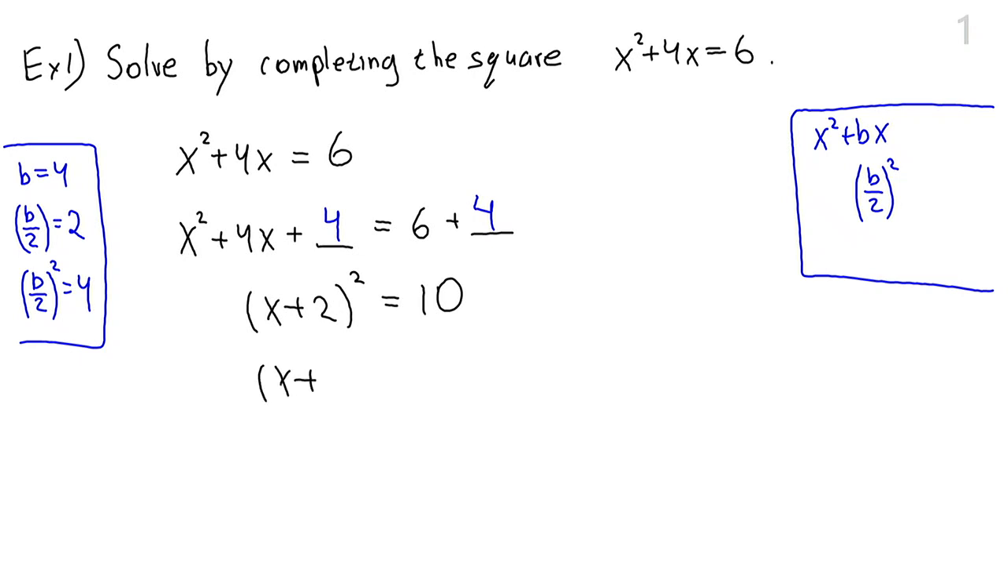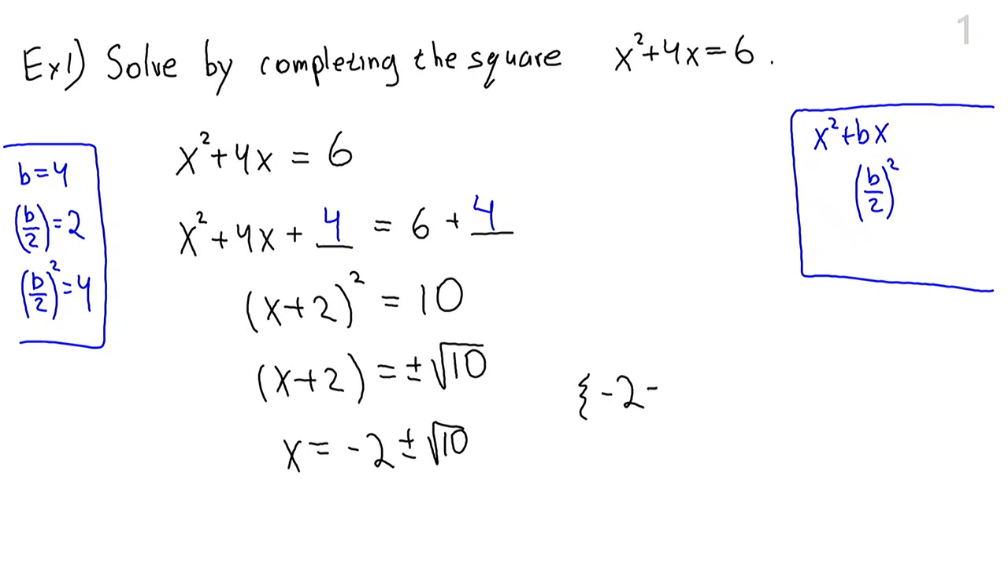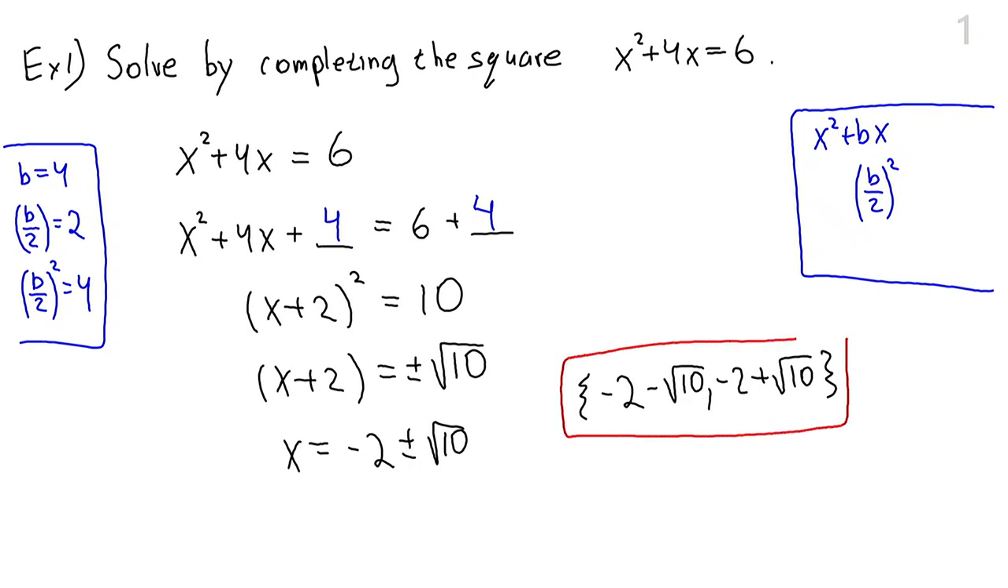Square root property says that x plus 2 equals plus or minus radical 10. Now I can subtract 2 from both sides, and I get negative 2 plus or minus radical 10. And these are the two solutions to this problem. Negative 2 minus radical 10 and negative 2 plus radical 10. And I have solved this equation by completing the square.